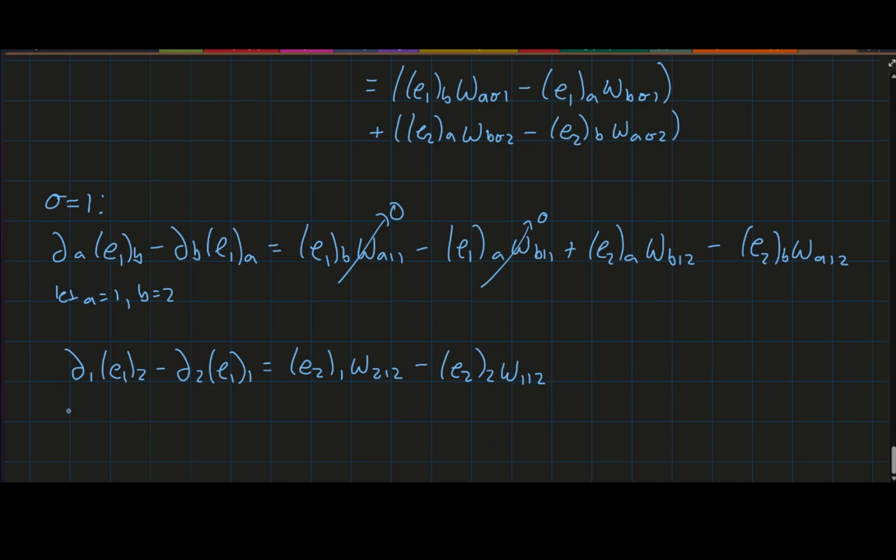So effectively what this is then is del 1 of 0, so that's going to go away, minus del 2 of minus omega, and this is going to equal 0 times W212 minus omega times W112.